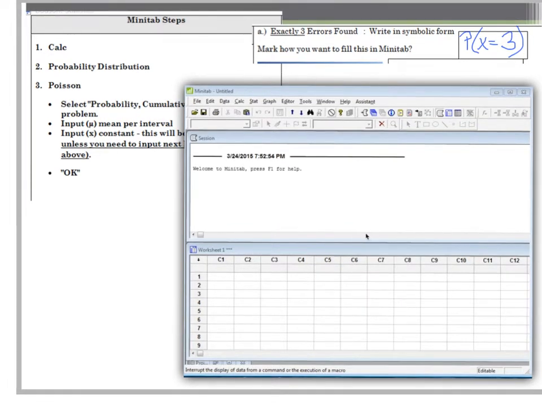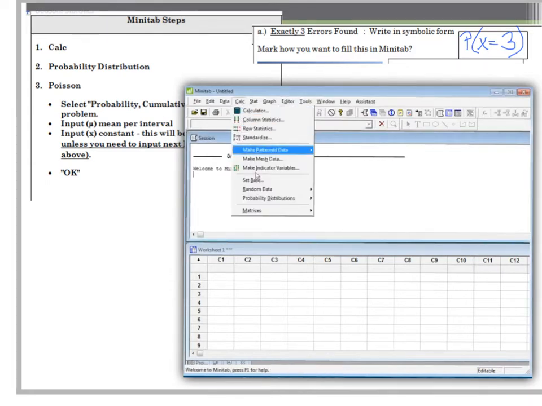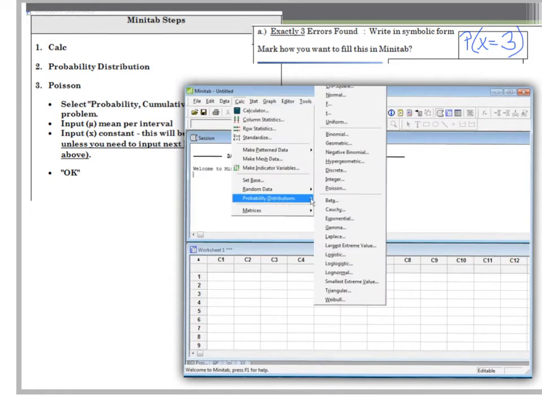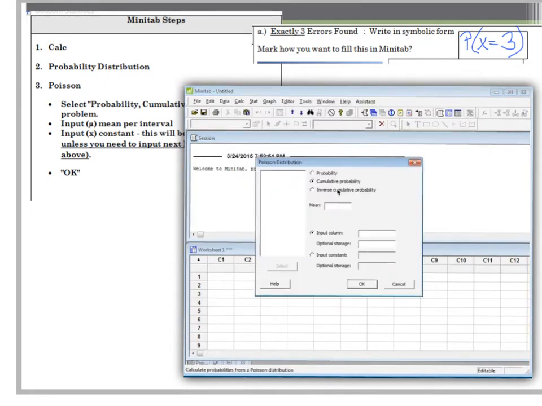So let's take a look at calculating the probability of exactly 3 errors in the newspaper in Minitab. Go under Calc and then look for probability distributions. And this time we're going to look for Poisson. Click on Poisson. And since we're not looking for cumulative probability in this case, we want an exact probability. You're going to click the probability bubble. Enter in the given mean per interval, and in this problem the mean per interval was that there were on average 4 typographical errors per interval, so per page. So we would enter in 4 here.